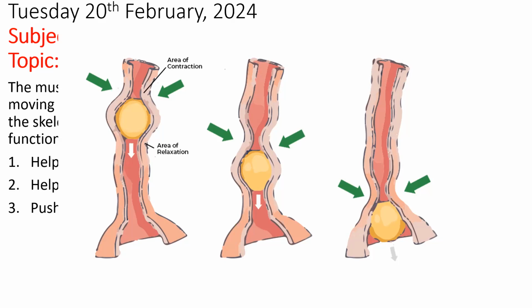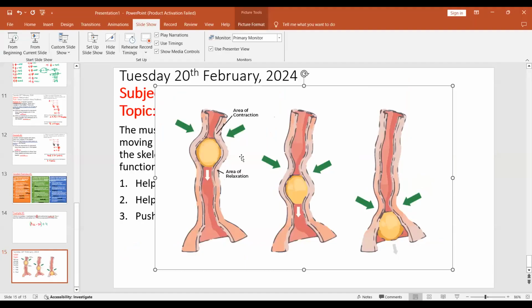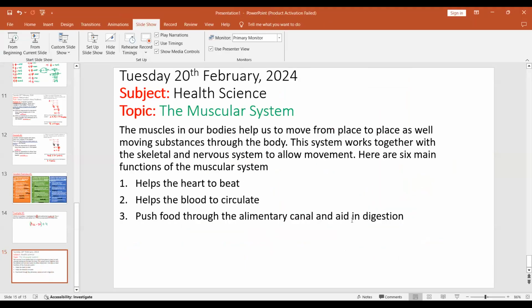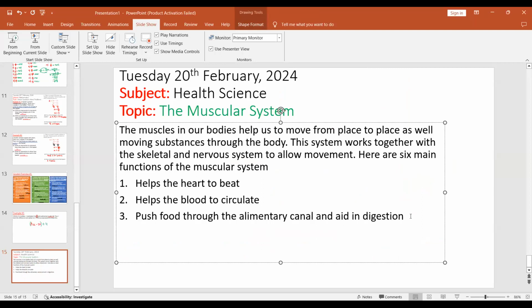All right. So this is peristalsis, and this is the action of your muscles. We have the contraction at this point. This part is relaxed, and then you contract again, and this part is relaxed and contracts again. And that's how swallowing happens, right? You need peristalsis. Good. So that's one job of the muscular system, to push food through the alimentary canal.